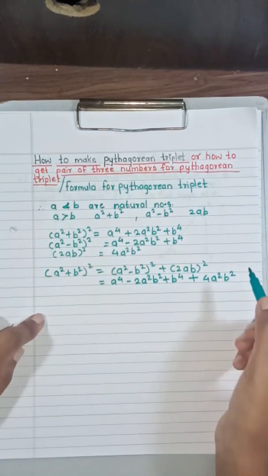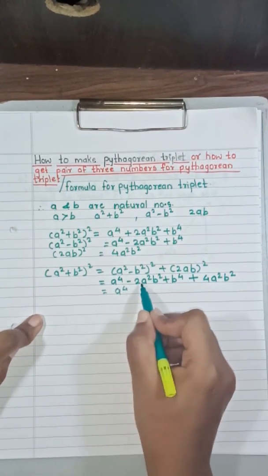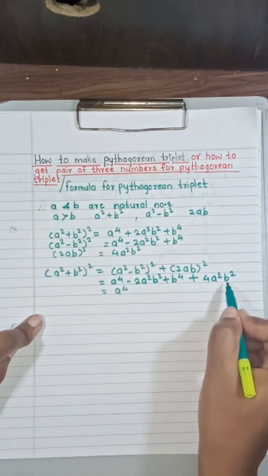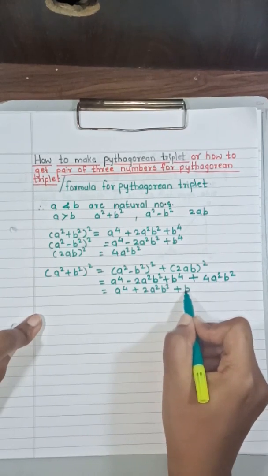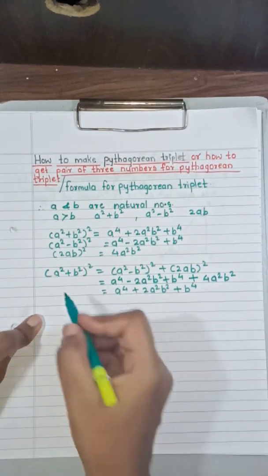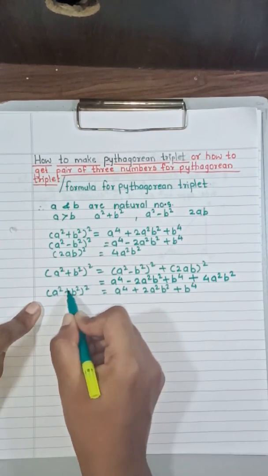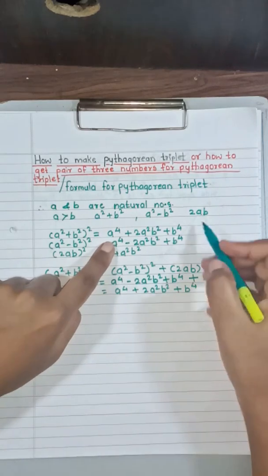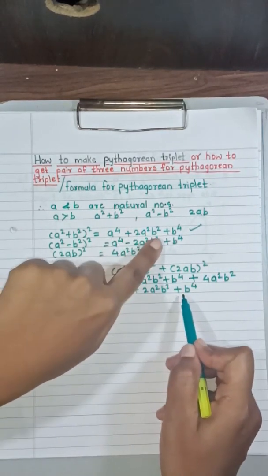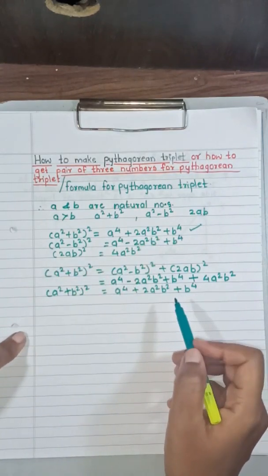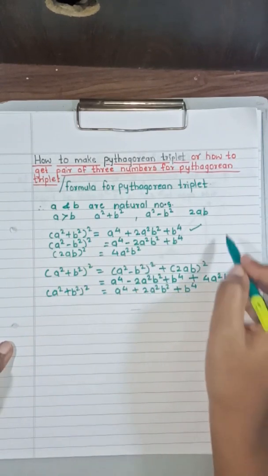Now if you see, A raised to 4 minus 2A square B square plus 4A square B square is plus 2A square B square, and plus B raised to 4. That is your (A square plus B square) whole square. If you compare the two, A raised to 4 plus 2A square B square plus B raised to 4, they are the same. So whatever numbers are given to find the triplets, they follow this rule.